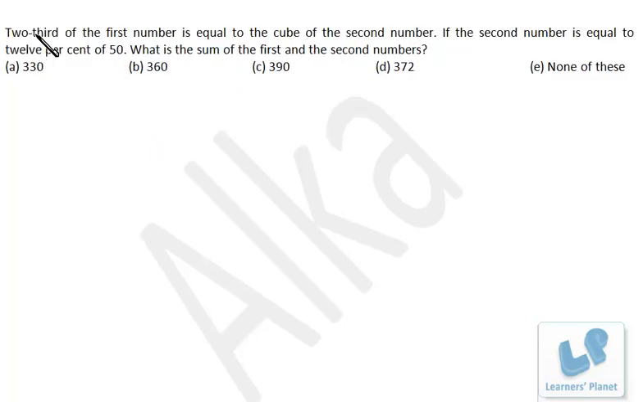Now here, 2/3 of the first number is equal to the cube of the second number. If the second number is equal to 12% of 50, what is the sum of the first and second number? Now here 12% of 50 or 50% of 12, both of them are the same thing, right? So that's 6. That means the second number is 6. Now 2/3 of the cube of 6 is 216, and 2/3 of the first number is equal to 216, right? So the first number is 108 into 3, 324, and the second is 6, so 324 plus 6, 330. Okay.